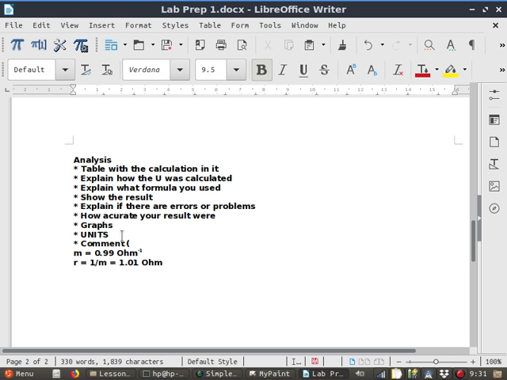Do you know the word for when it's not straight? We say, for example, because the graph is quadratic, then the resistor is not ohmic. Do you remember this? Yeah.